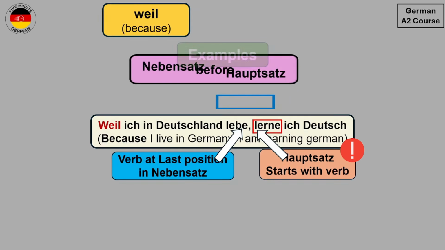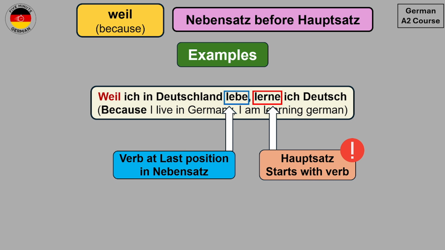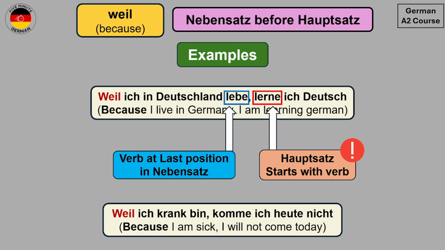Let's take a look at another example. So we have the sentence, Weil ich krank bin, komme ich heute nicht. Because I am sick, I will not come today. So over here again, in the Nebensatz, which starts with weil, we have the verb at last position, and the Hauptsatz, which comes after it, starts with the verb. So this is something that you should keep in mind so that you don't make a mistake.